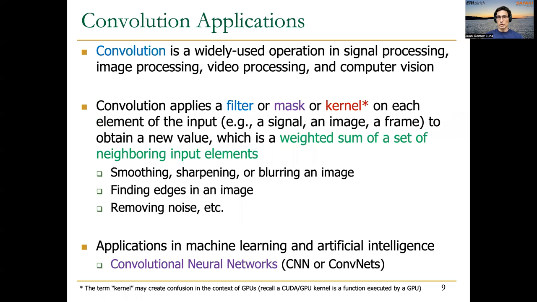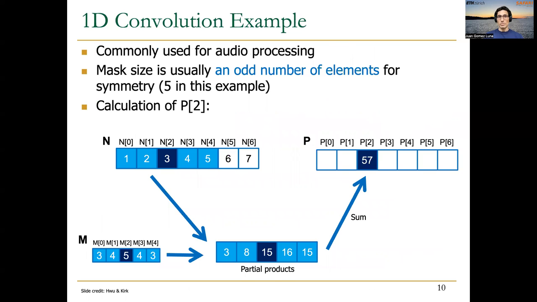The next parallel pattern was convolution, which is widely used in image processing, video processing, and computer vision, among other fields. And in convolution, we apply a filter or a mask on each element of the input and calculate a weighted sum. We introduced the 1D convolution that can be used, for example, for audio processing, but we also talked about 2D convolution that is typically used in convolutional neural networks these days.